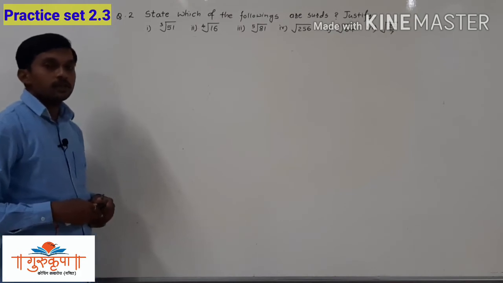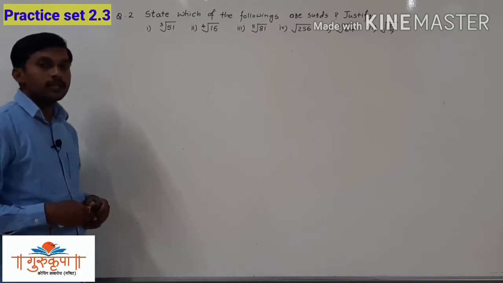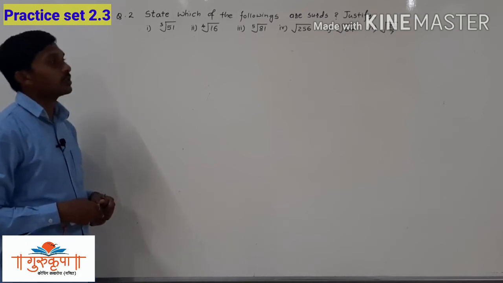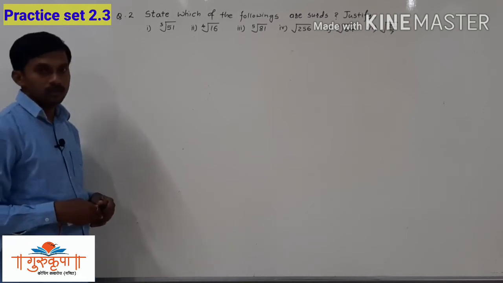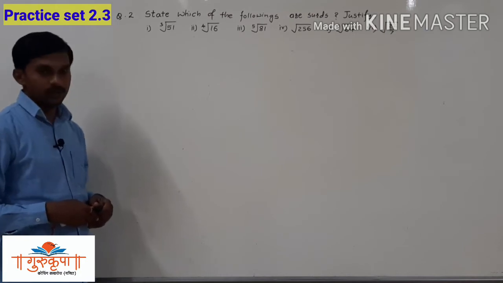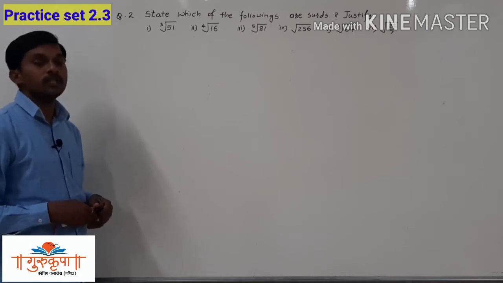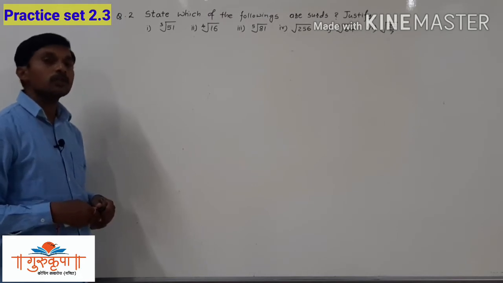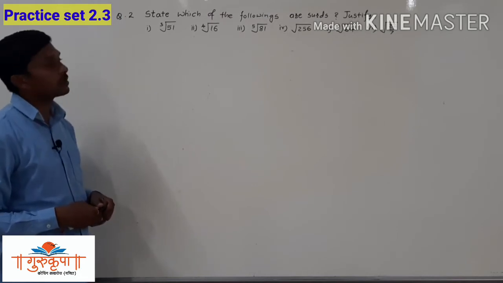Second question from the practice set 2.3. The question is, state which of the following are surds. Justify. Justify means we have to explain. If it is a surd, then we have to write the reason why it is a surd.